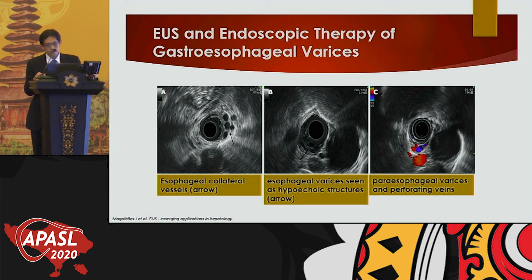We know that EUS can also be used to evaluate the paraesophageal varices, which sometimes we cannot be sure of when we only perform the usual endoscopic diagnostic procedure. And during that procedure, we can also evaluate the possibility of GOV or maybe IGV, and in the same session, we can do the hydroalkyl injection for the treatment of the gastric varices.